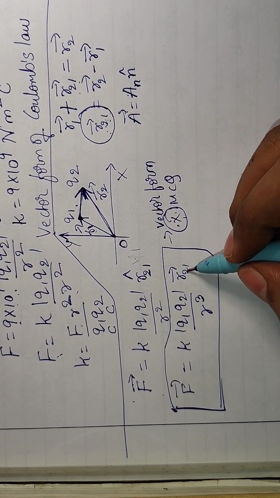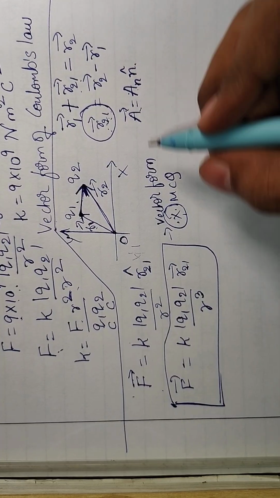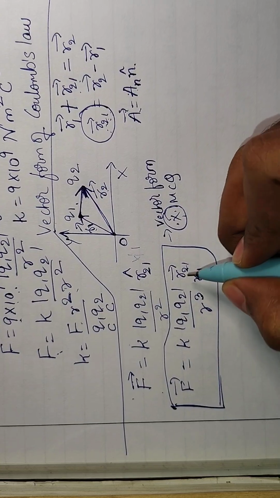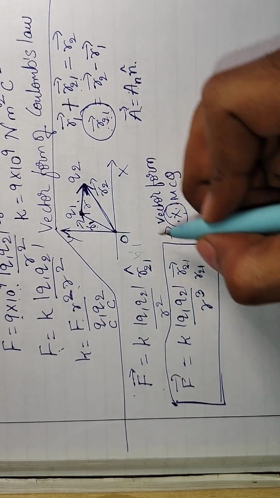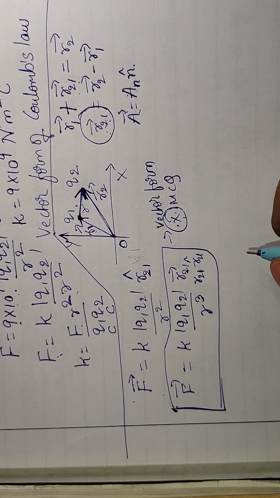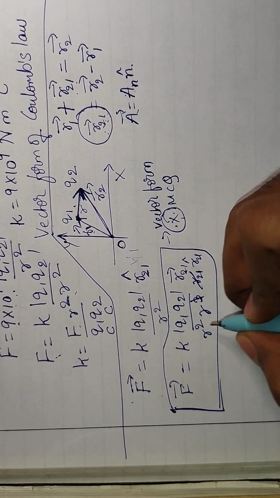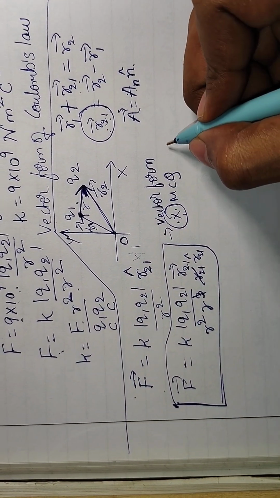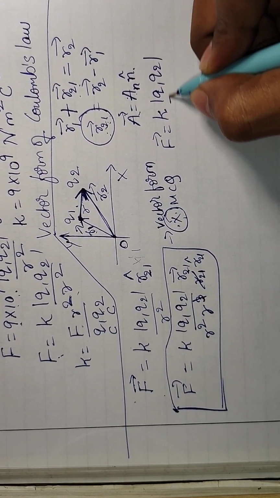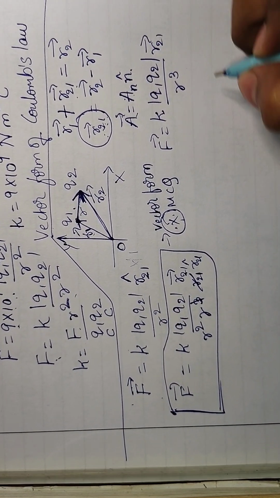Okay, but if you write the vector here, what happens? A vector is equal to magnitude multiplied by direction. So this r21 vector is equal to the magnitude r21, which is the distance between these two charges, that is r, multiplied by r21 cap, the direction from charge 2 to charge 1. Then this r will get cancelled. Again you will have r square in the denominator. So the vector form of Coulomb's law is F vector is equal to k into q1 into q2 divided by r cube into r21 vector.